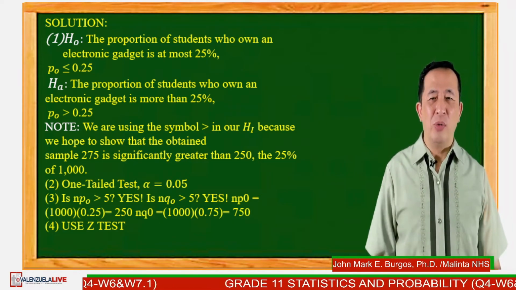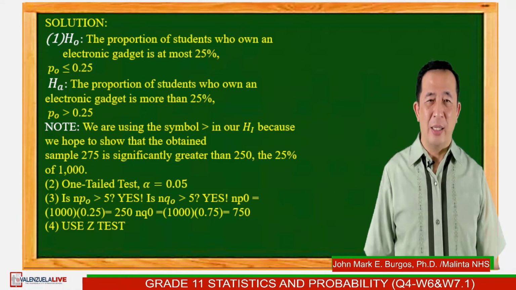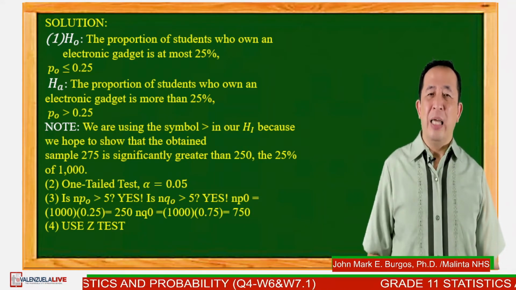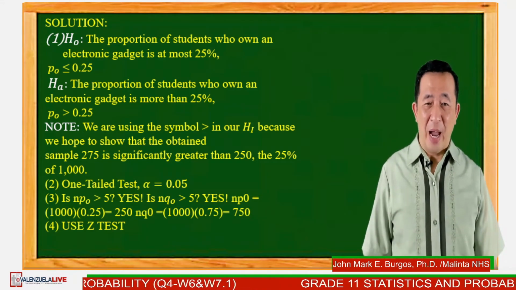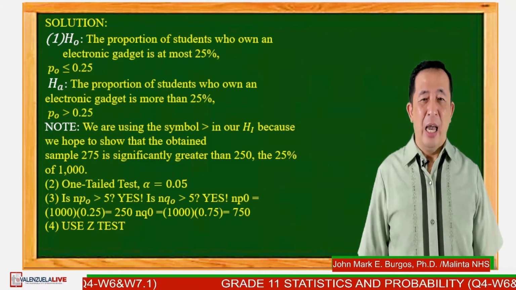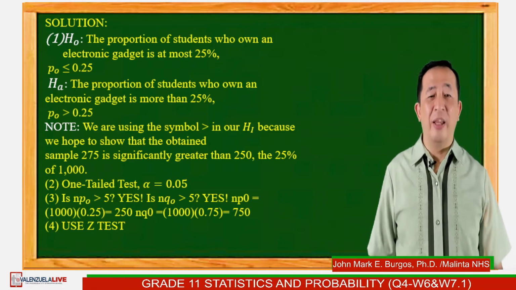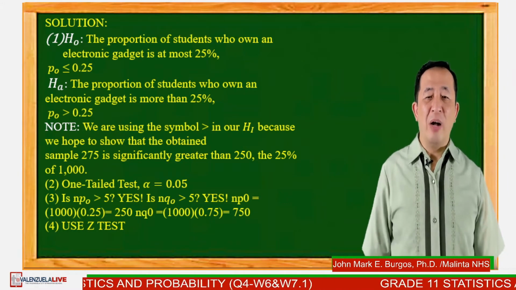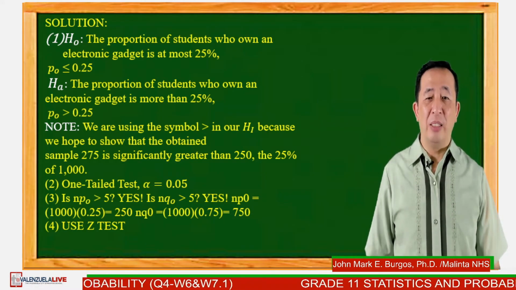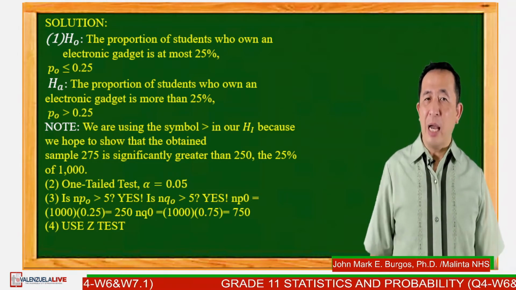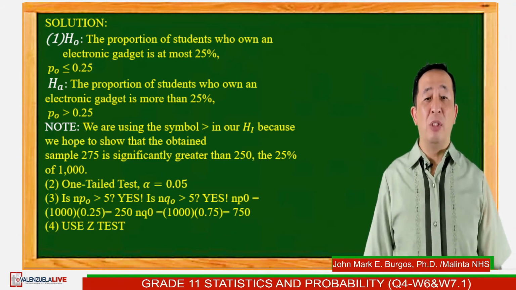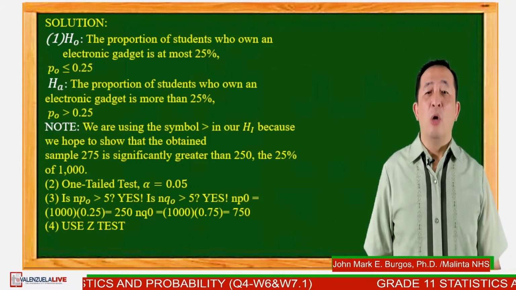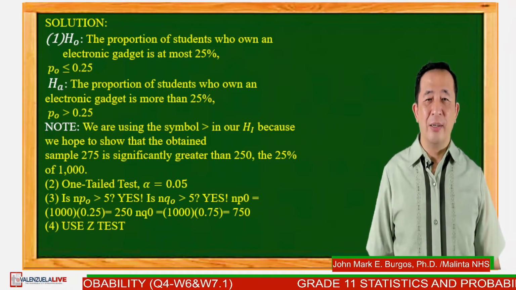The second thing we have to consider is that it is a one-tailed test at 0.05. The third thing we have to consider is: is n times P sub O greater than 5? The answer is yes. Is n times Q sub O greater than 5? The answer is yes. So, to compute that, 1,000 times 0.25 is equal to 250, and n times Q sub O is equal to 1,000 times 0.75, which is equal to 750. So in this case, we will use the Z test.